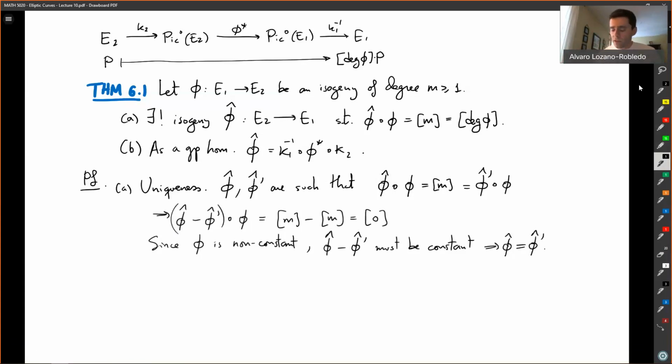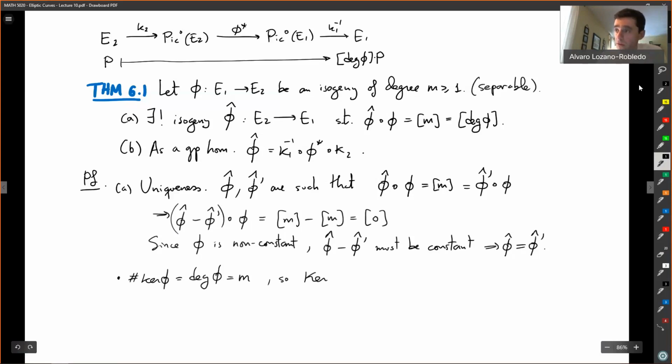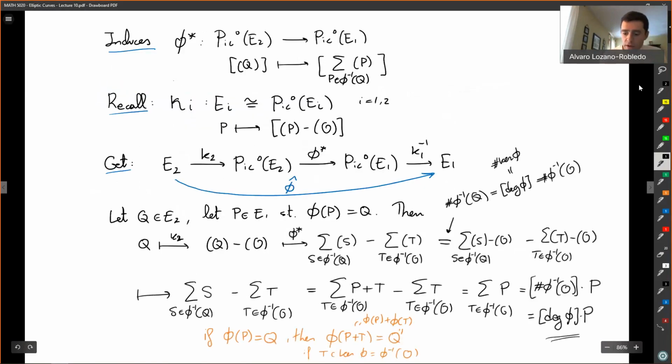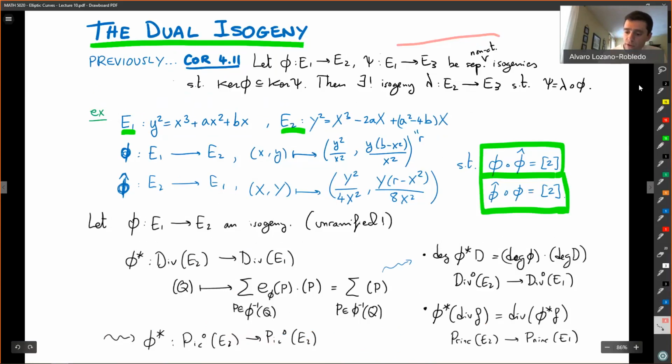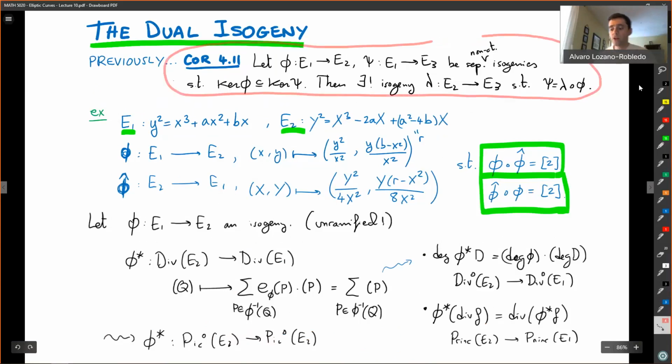Now, I'm going to assume here that phi is separable. This can be done without the separability using Frobenius, but let's assume it is separable. Then the size of the kernel is the degree of phi, which is m. So the kernel of phi is contained in the kernel of multiplication by m. And therefore, by the corollary of proposition 4.11, remember, we had it here: you have two isogenies and one kernel in the other, then there is a unique isogeny that does that job.